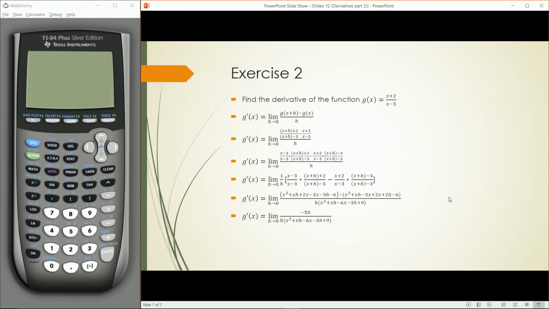After you cancel things out, it actually comes out pretty nice on the top. But you can see there's an h on the top, h on the bottom. They cancel out, so you get negative 5 over your denominator. Now, your limit is still going as h goes to 0. So if you set h equal to 0, nothing bad happens, so you should be good. All right, see you in class.